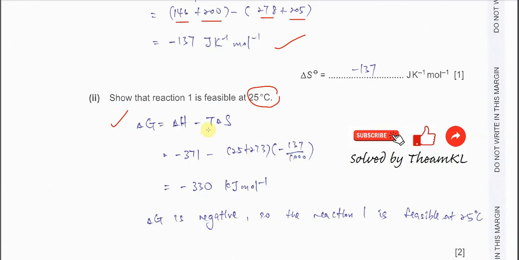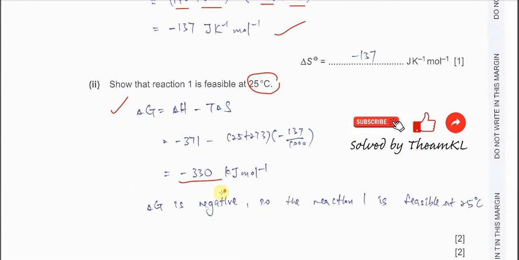And the temperature must be in Kelvin, 25 plus 273. So this is the part you must do. Then you can use the enthalpy together with this. So negative 371 minus this, you should get negative 330 kilojoule per mole. Since the delta G now is negative, reaction 1 is feasible at this temperature.